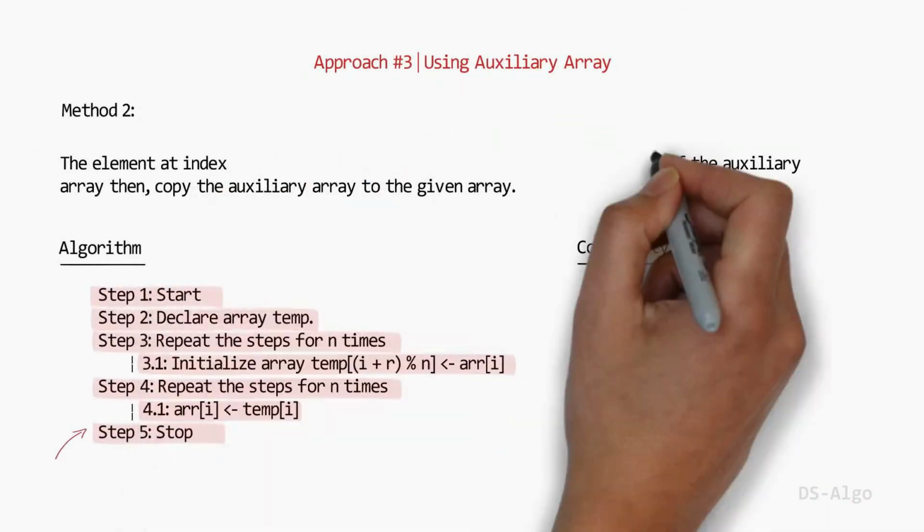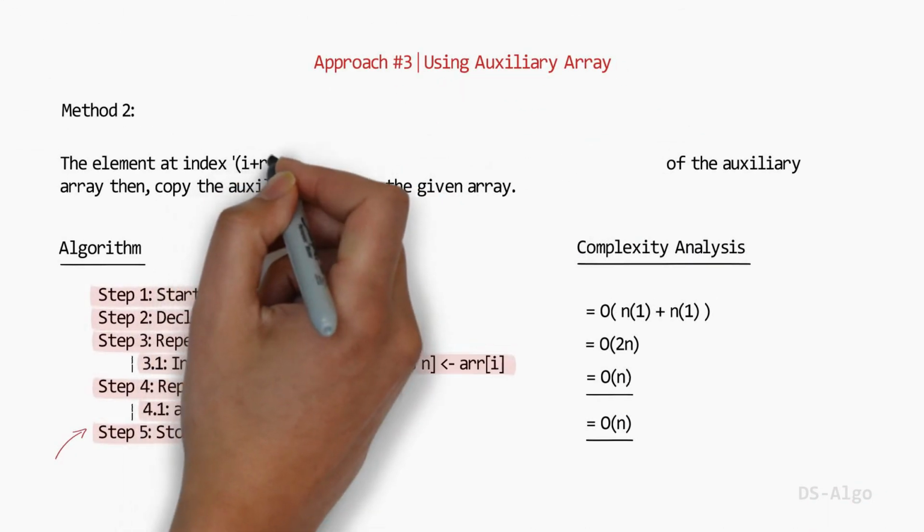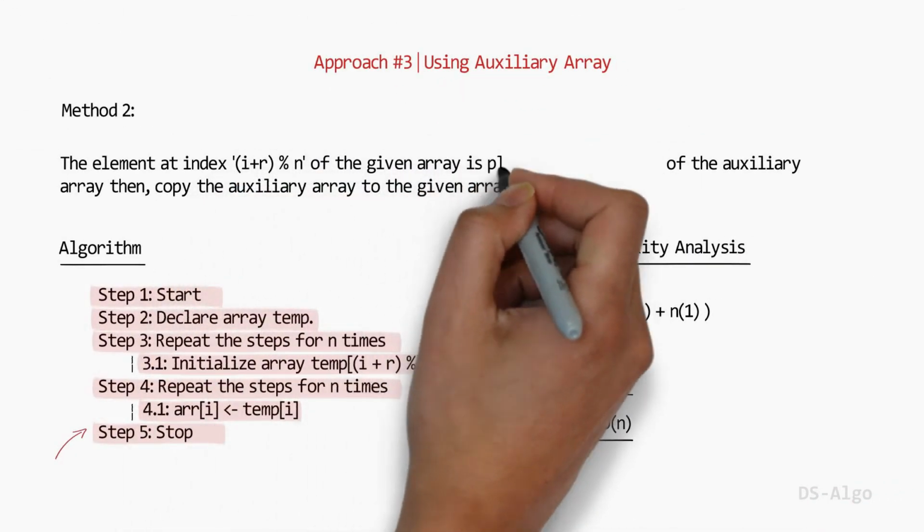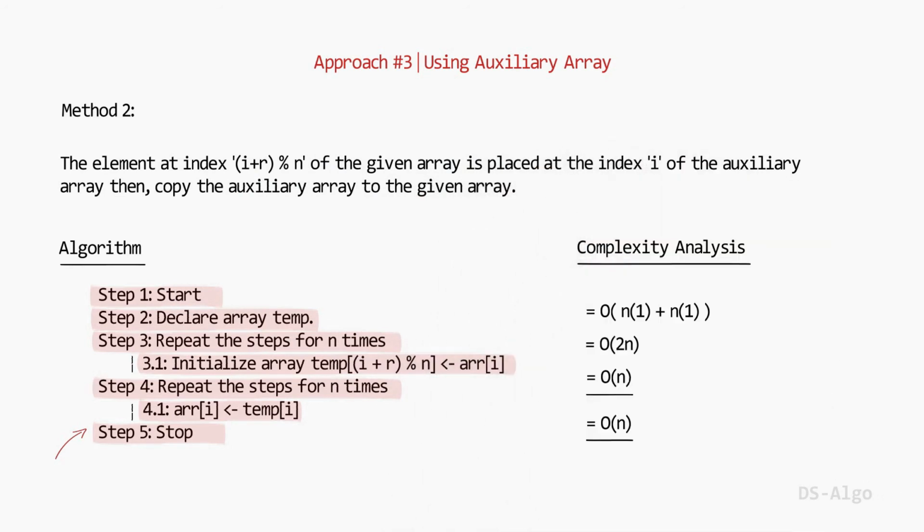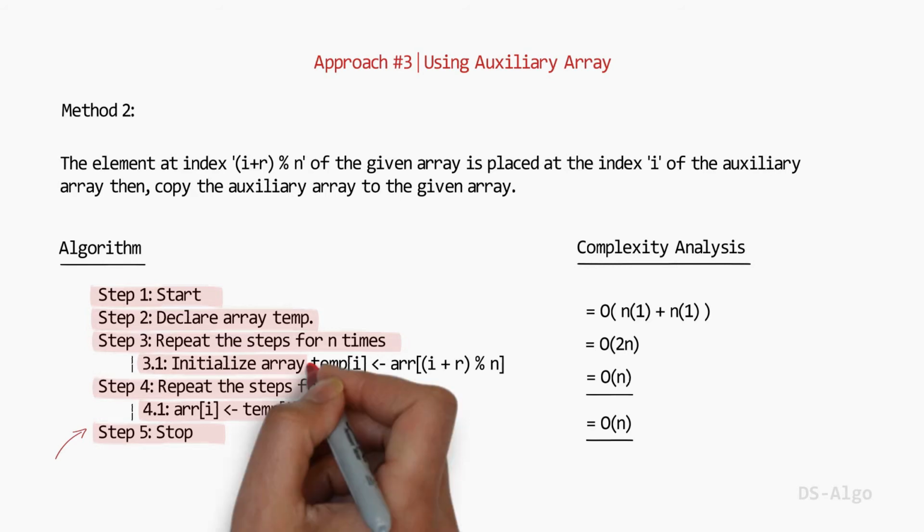For left rotation, the algorithm would become: the element at index (I plus r) modulus n of the given array is placed at the index I of the auxiliary array, then copy the auxiliary array to the given array. Place the element of the given array in an auxiliary array using this formula.